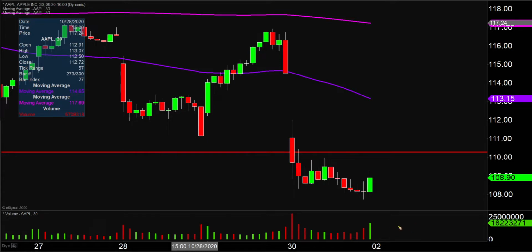Now, to give some credit where credit's due, last 30 minutes of the day, nice little green volume bar, nice green candle. So, I mean, that doesn't guarantee anything, but it's at least valid to think, okay, well, maybe this is the start of something bigger.